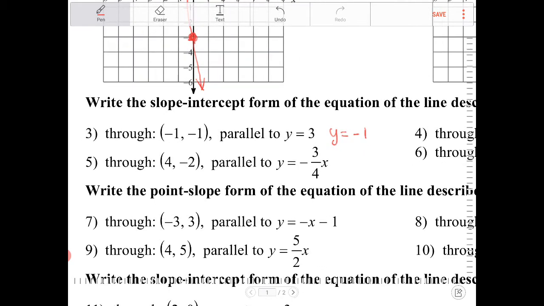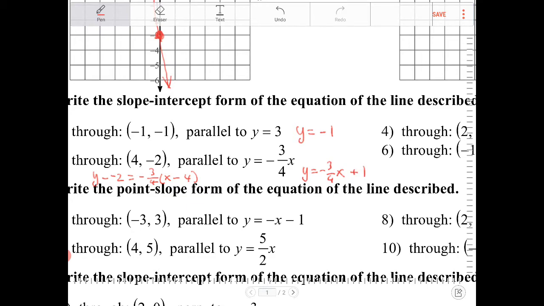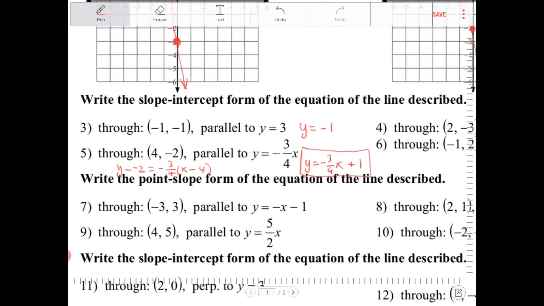Question number 5. The slope is negative 3/4 x. The point that it passes through is 4 comma negative 2. So this is simply y minus negative 2 is equal to negative 3/4 times x minus 4. And what will this become? This will become y is equal to negative 3/4 x. Negative 3/4 times negative 4 is positive 3. Positive 3 minus 2 is 1, so it's plus 1. That's the equation to question number 5.